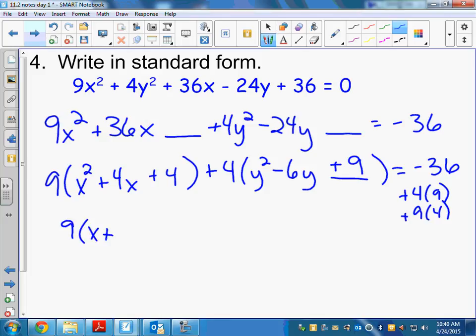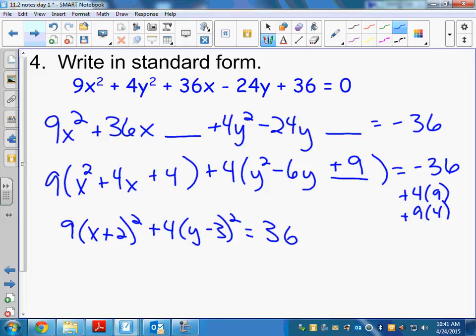So this becomes x plus 2 squared, y minus 3 squared. And does that just equal 36 over there? I have a negative 36 plus 36, and plus another 36. If you ever get a negative number over there, it probably means you forgot to multiply by that number in front. That's a common mistake that happens.